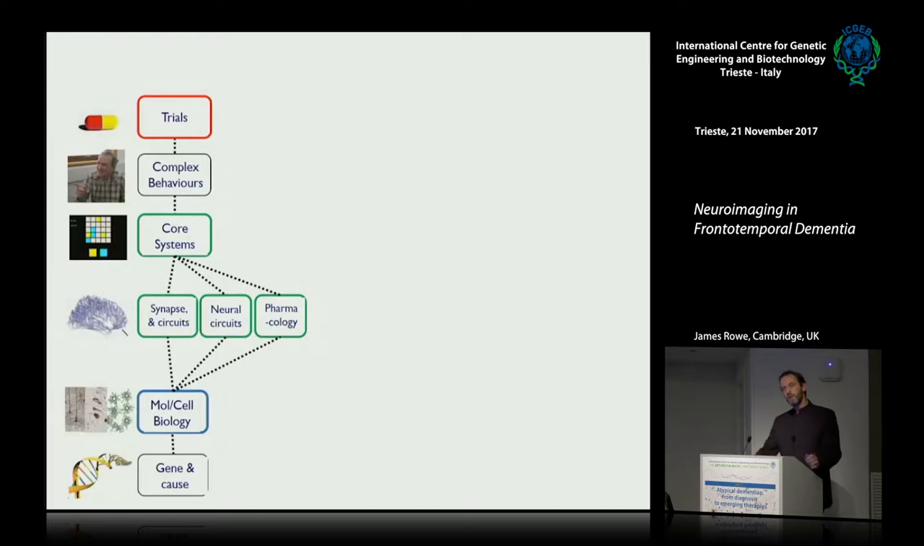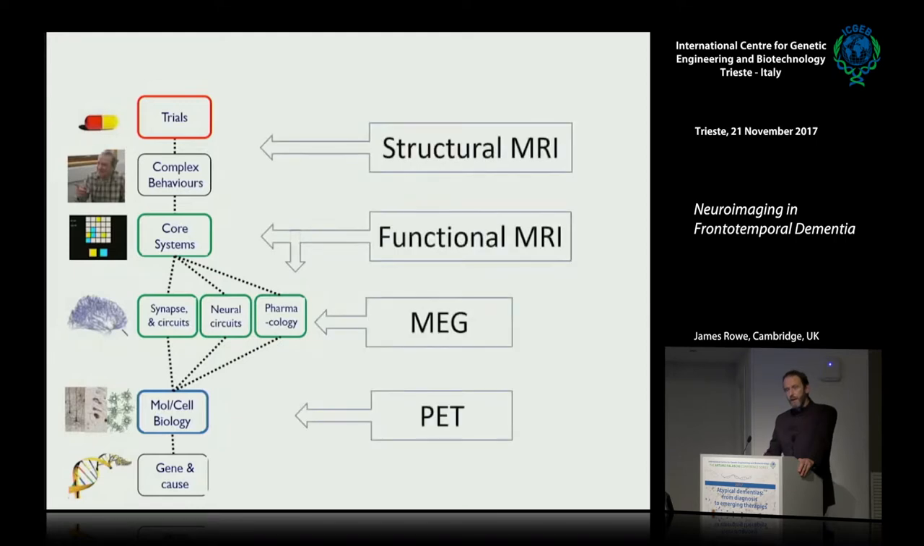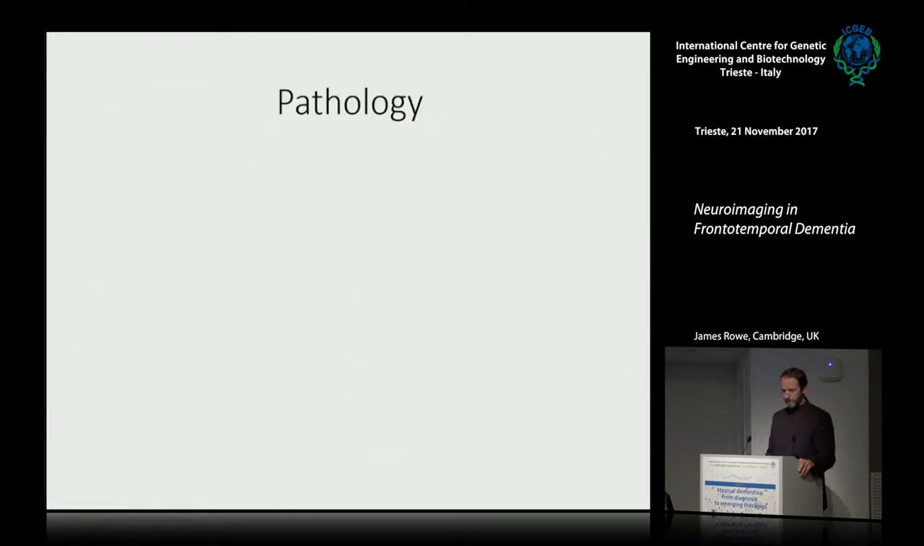But we can try and close the gap, thinking from the top down, trying to break down these heterogeneous disorders into complex behaviors that depend on deficits in core cognitive and motor systems, or building up and thinking about the impact of pathology on synaptic function, local circuitry, pharmacology, and finding really a point of meeting in the middle. And during the talk, I'm going to touch on a range of different methods illustrating this, how we can build bridges and how we can link together almost a chain of methodologies with imaging to help bridge this gap.